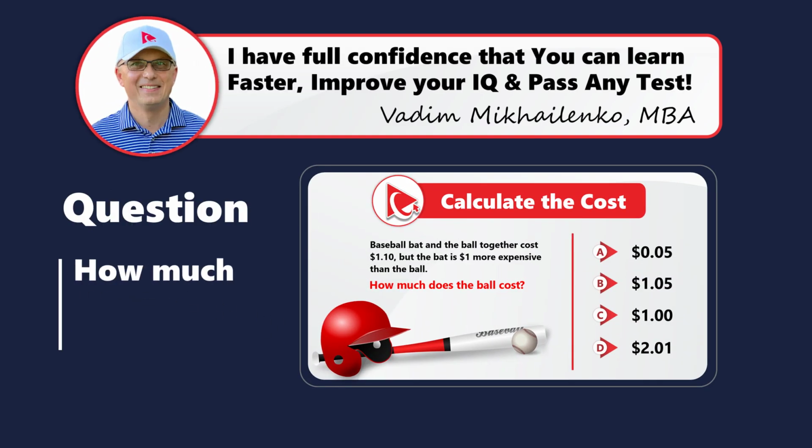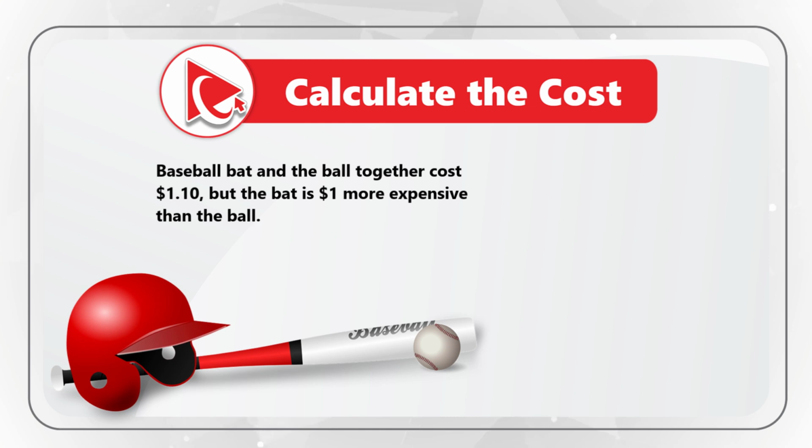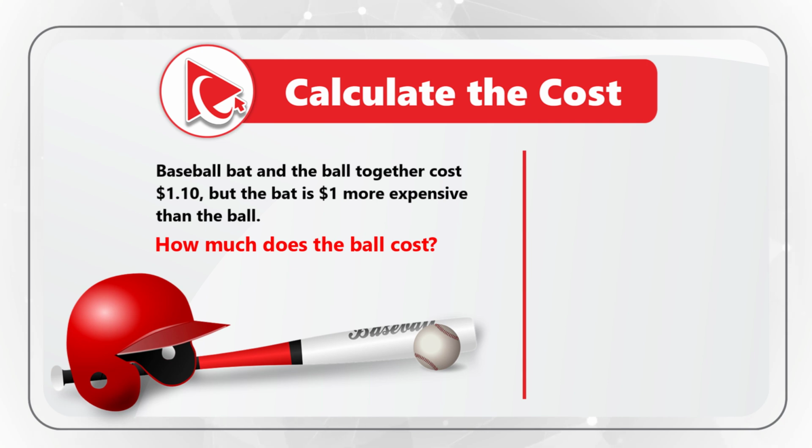This is one of my favorite questions because it tests a variety of different skills on the test. Baseball bat and the ball together cost $1.10. But the bat is $1 more expensive than the ball. How much does the ball cost? You need to select 1 out of 4 possible choices.